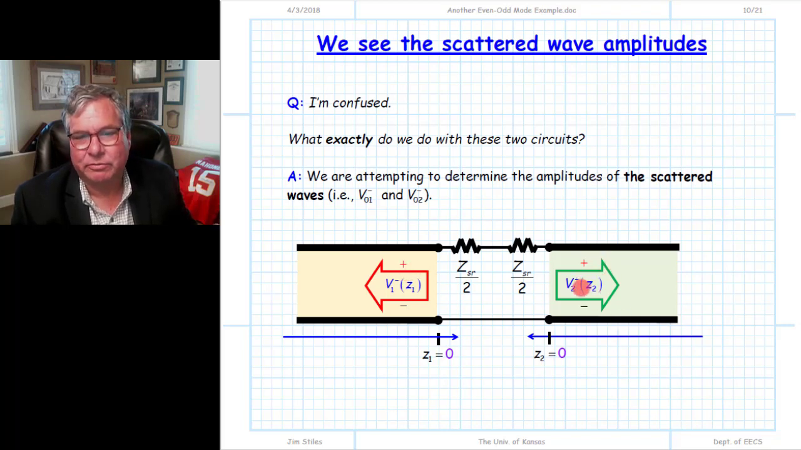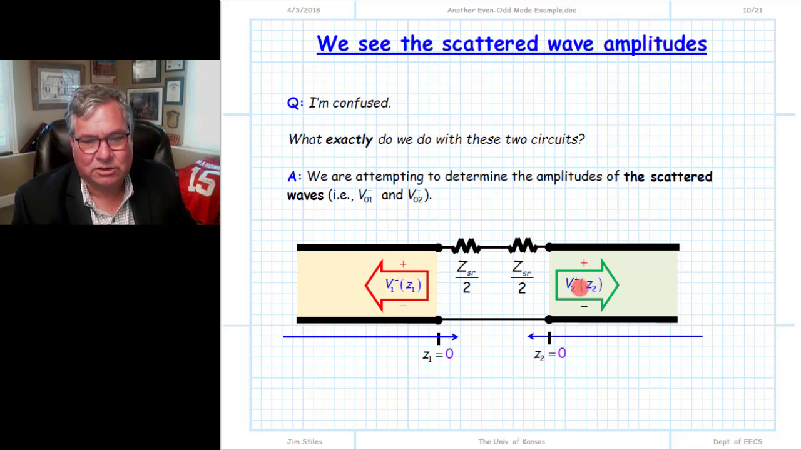Actually, I have a typo here. That should be a minus, V2 minus there. The wave propagating in the direction of decreasing z in either case. So we have incident waves coming toward the structure. We have scattered waves coming away from the structure, minus wave voltages. And the question is, what are these? Or at least what are these in terms of the incident wave? How do we determine that?